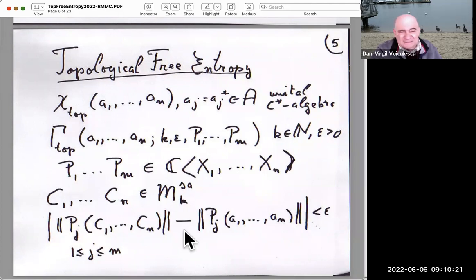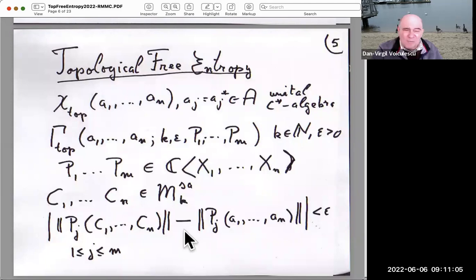And then the approximation is in the following sense. One has that C1, ..., Cn, such an n-tuple of K by K self-adjoint matrices, is an approximation in norm of A1, ..., An if these non-commutative polynomials Pj of C1, ..., Cn have norms close to the polynomials in A1, ..., An. So one takes these non-commutative polynomials, plugs in A1, ..., An, and plugs in C1, ..., Cn, and the two norms should be within epsilon.